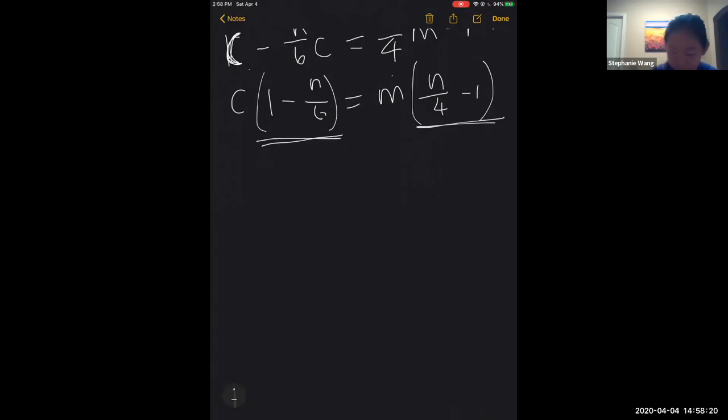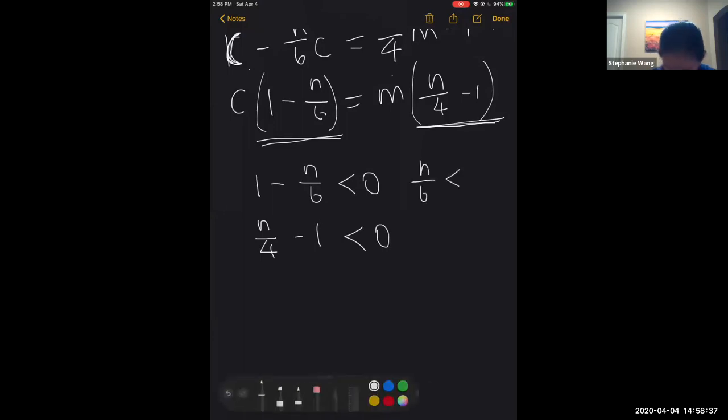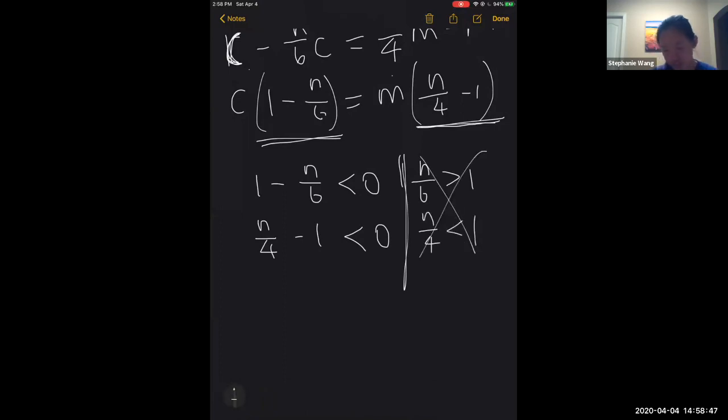Because if this is, let's assume that they're both negative. If they're both negative, then 1 minus n over 6 is negative. Then n over 4 minus 1 has to also be negative. But this doesn't make sense because we have n over 6 is greater than 1, and then over here we've got n over 4 is less than 1. So that doesn't make sense, right? Because n over 6 has got to be less than n over 4. So we know that both of these terms are positive.